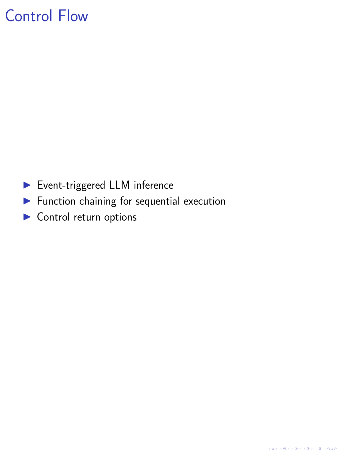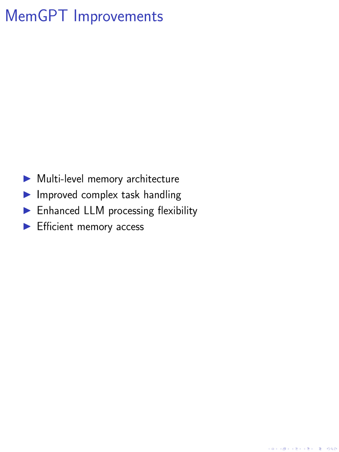The fifth step implements control flow and function chaining. Events trigger LLM inference, and MemGPT processes events with a parser to convert them into plain text messages. Function chaining allows MemGPT to execute multiple function calls sequentially. Control flow can be returned to the user immediately after a function call or paused until the next external event trigger. We have made several improvements and modifications to MemGPT.